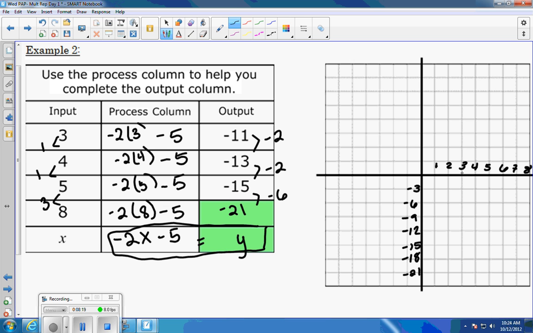And now I plot my points. When I was at 3 for my input, I was at -11, which should be somewhere right around there. When I was at 4, I was at -13, should be maybe there. And when I was at 5, I was at -15, which should be right about there. And remember, these should be creating a straight line. And then when I'm at 8, I'm at -21. So if you have your ruler, it's going to help you keep your information straight, because you'll be drawing a straight line with that ruler.